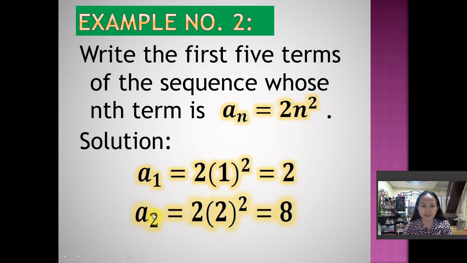For the second term, since it's the second term, we will replace n with 2. Again, this n will be replaced with 2 since we are talking about the second term.